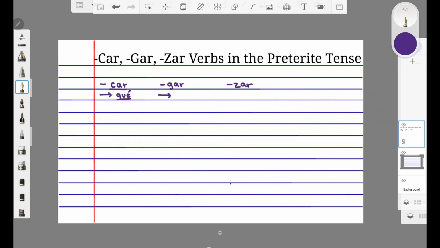Now let's look at the rule for gar verbs. This becomes GUE. So if we had an example, pagar, yo, pa, get rid of the GAR and add in the GUE ending. Pagué. And then the rest of it is still going to be the same. Pagaste, pagó, pagamos, pagasteis, and pagaron.